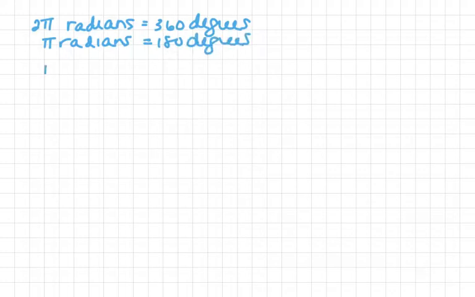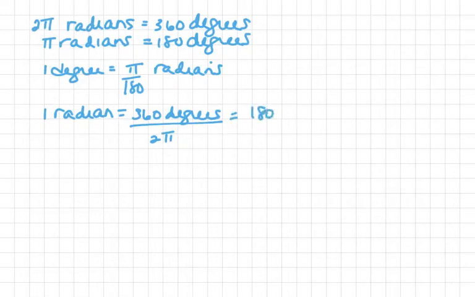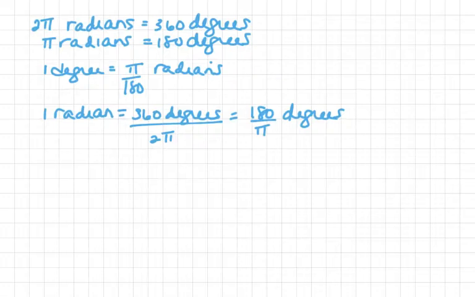So 1 degree is equal to pi over 180 radians. And 1 radian is equal to 360 degrees divided by 2 pi, which is equal to 180 over pi degrees. So that is how we get the conversion units, how we convert from one unit to another.